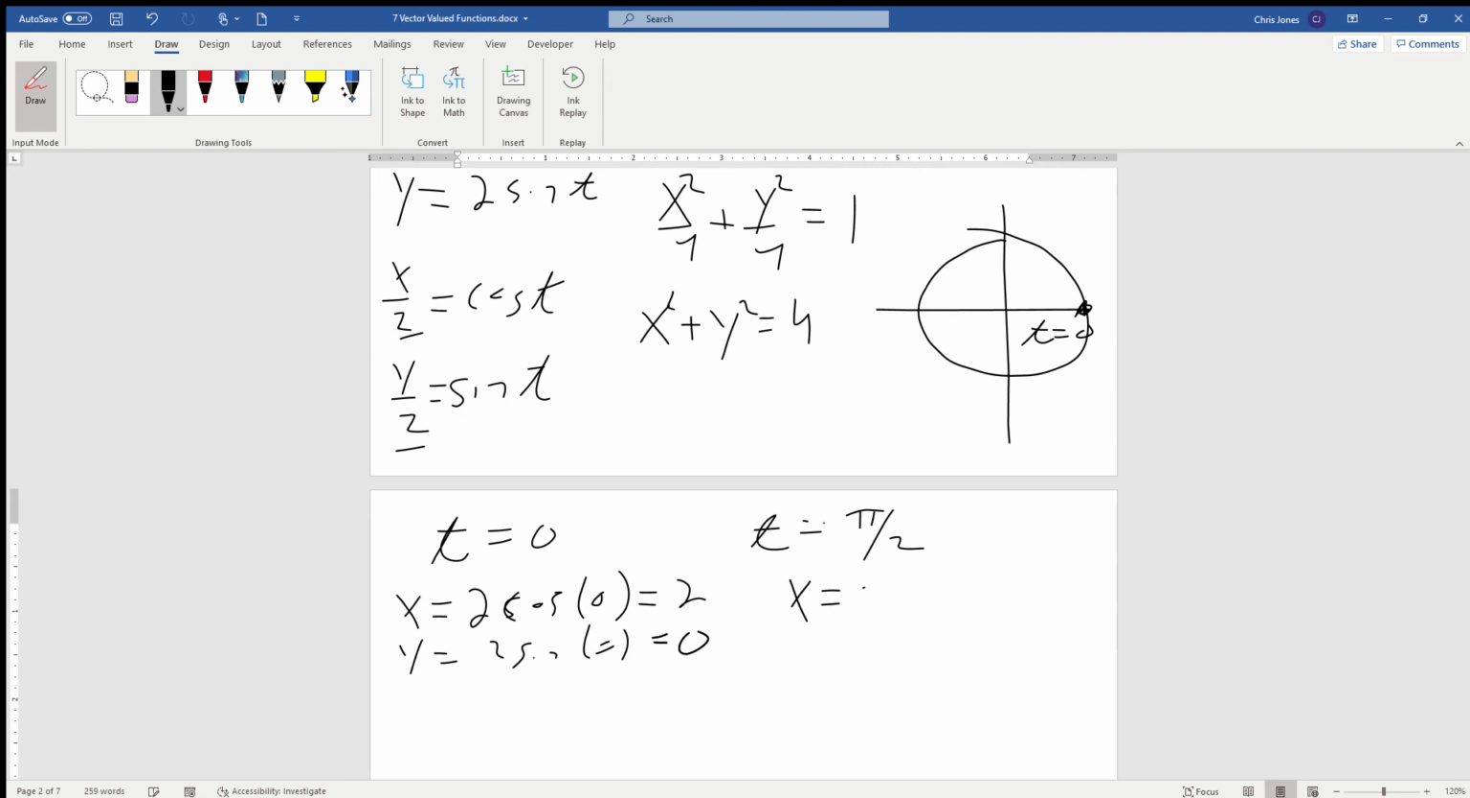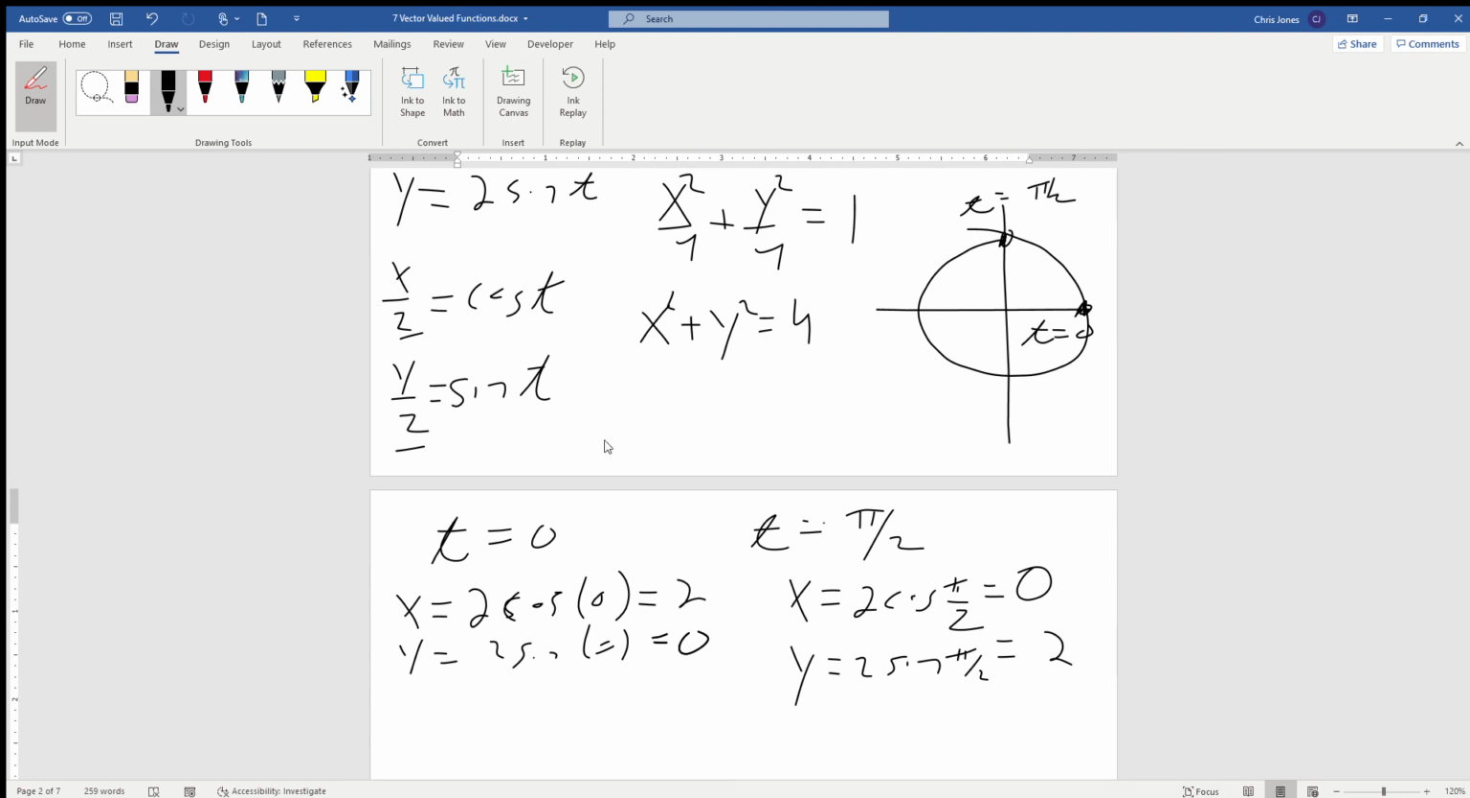So x is going to be 2 cos pi halves, y equals 2 sin pi halves. Cos of pi halves is 0. Sine of pi halves is 1. 2 times 1 is 2. So we end up with the point right about here where t is equal to pi halves. Now, just because it ends up being the 90-degree angle doesn't necessarily mean that it's always going to follow that orientation.